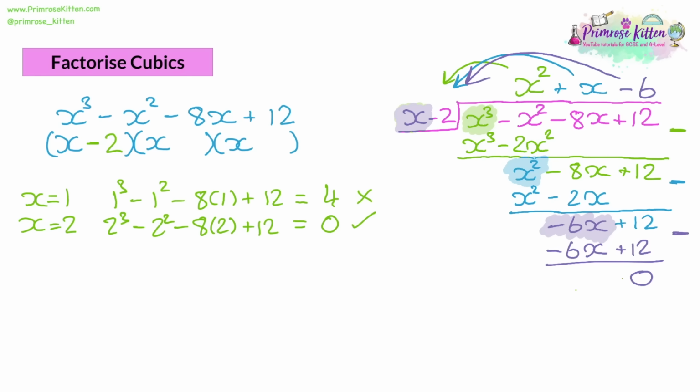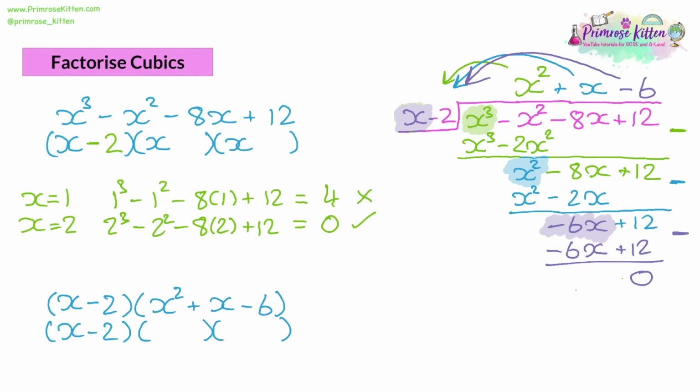Now, what that leaves us with is this. We know that x minus 2 is a factor, but also the answer to the division is a factor: x squared plus x minus 6. And now what we can do is, our first bracket's fine, but our second bracket's a quadratic, and we can turn that into 2 kind of linear brackets. So now you just use your factorising quadratic skills.